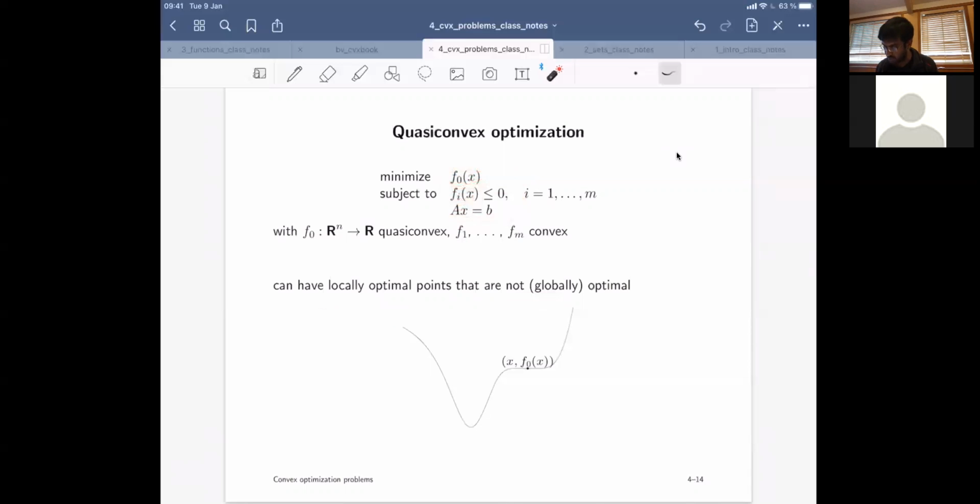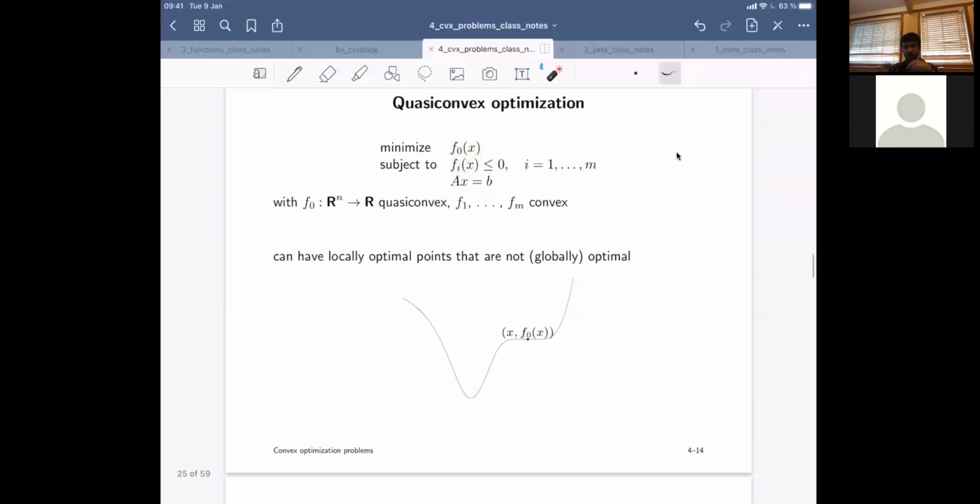As we said, for this, a local optimum need not be a global optimum. At this point, this is a local optimum, and it need not be a global optimum. Okay, we'll stop here.